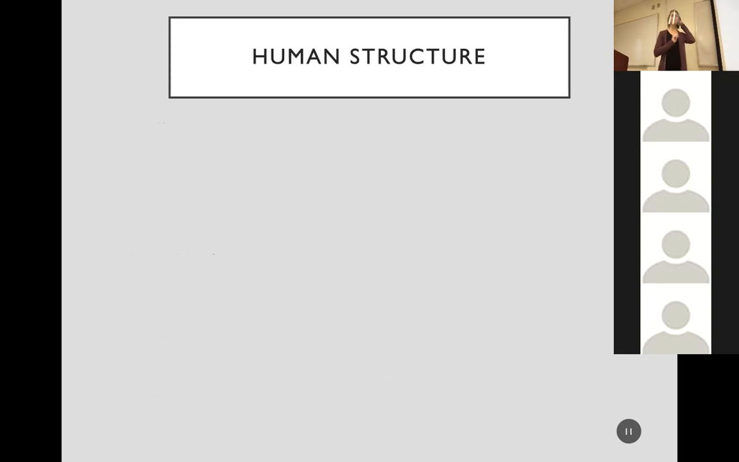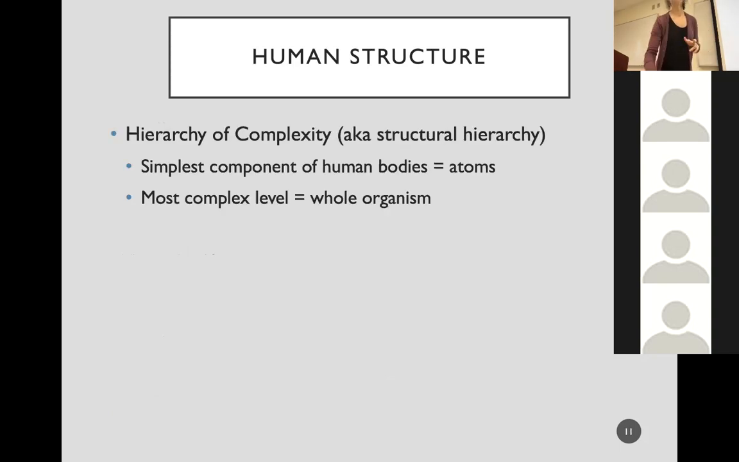Okay, so I'm going to go into a few themes that will pop up over and over again throughout this course. One of them is the structure of humans. It's pretty broad, but what I'm talking about here specifically is what's called the hierarchy of complexity. If you took BIOL1101, we talked about this at the beginning of the semester. Atoms work together to form molecules. Molecules work together to form cells. Cells work together to form tissues. So you have this hierarchical structure, and eventually you get to the whole organism.